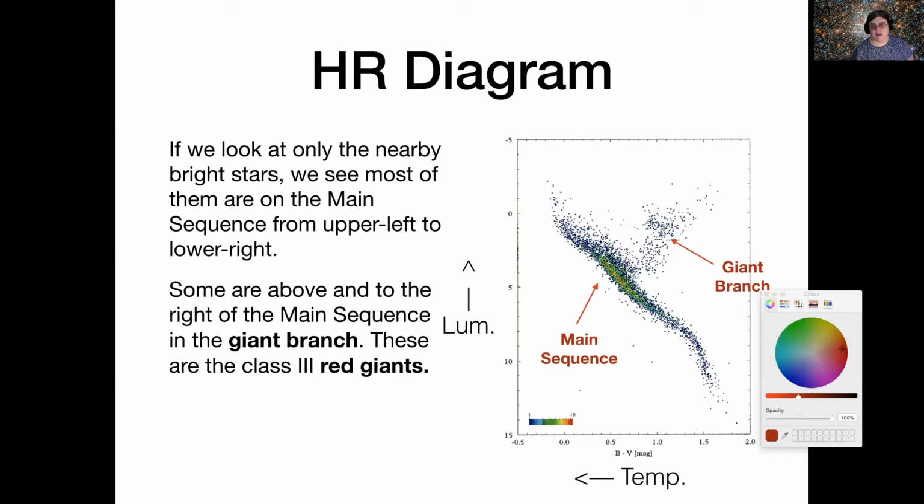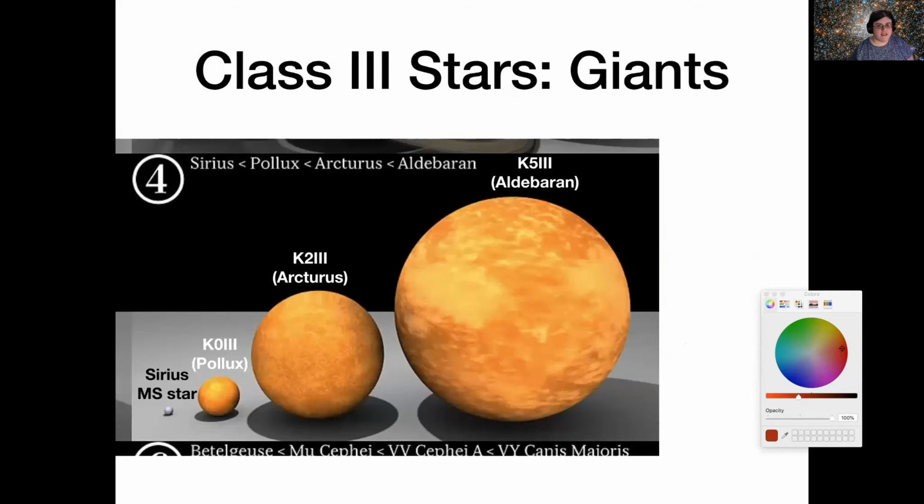You notice they're on the right side of the diagram, which means they're cool red stars. And these are luminosity class 3 stars. So let's look at some sizes for these ones. Just like we had Jupiter for scale on this picture, now we have Sirius for scale, the largest of the last stars. And now we have a sampling of some red giant stars. You can see Pollux, Arcturus, and Aldebaran. They're all class 3. You can see these are quite big.